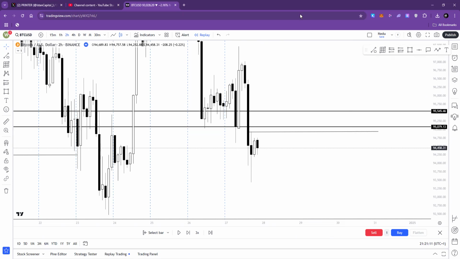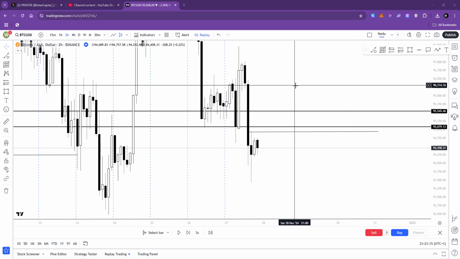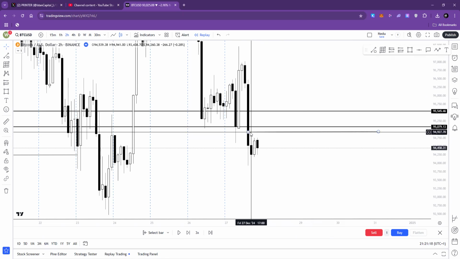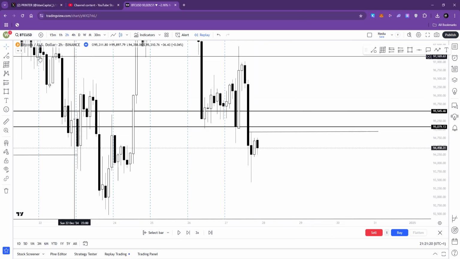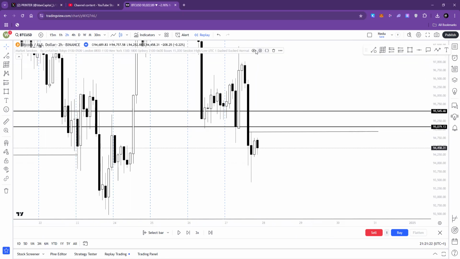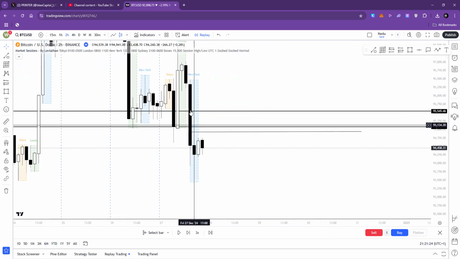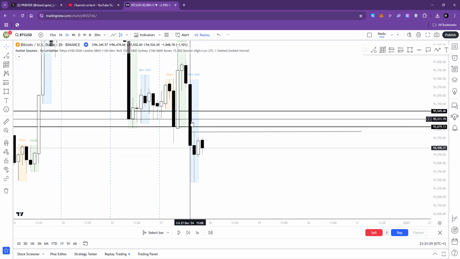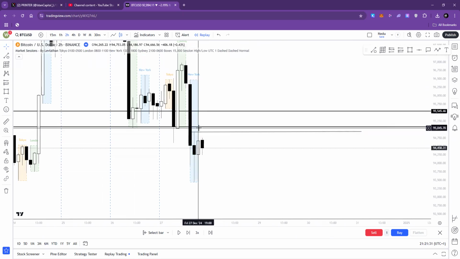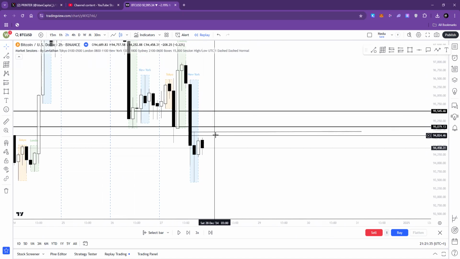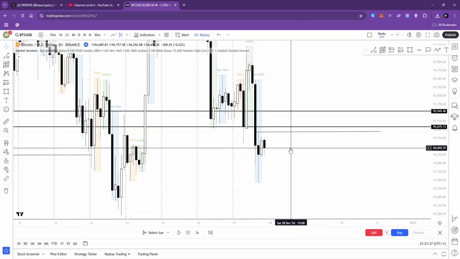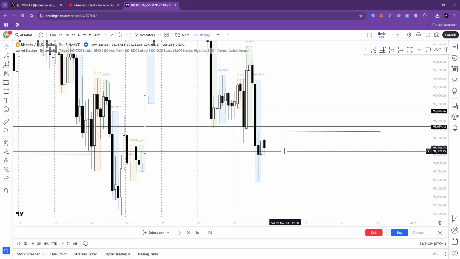So what I did was ask, is this a time-based liquidity? And to my surprise, it isn't. This is not the high of the day. This is not the low of the day. This is not even the high of the New York session. If this was the high of the New York session, I would have used it. So I have to be very, very patient for the market to do something the next day.